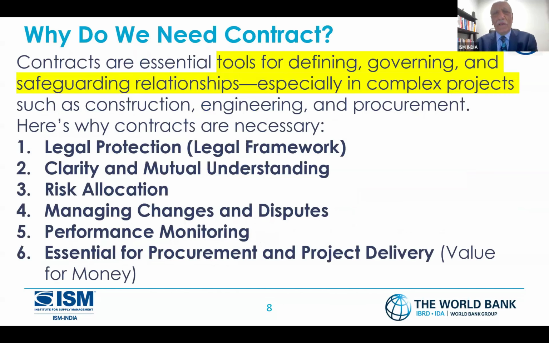Now, why do we need contracts? Obviously, when two parties are involved, an employer and a contractor, or a supplier versus a buyer, as in procurement terminology, a buyer and a seller, we want to protect ourselves. I'm signing a contract of $1 million, $500,000, even $10,000 or $20,000. I need a legal framework in case you delay, in case you don't give me a good product, or I'm making a bridge that collapses and people die. So I need a legal framework.